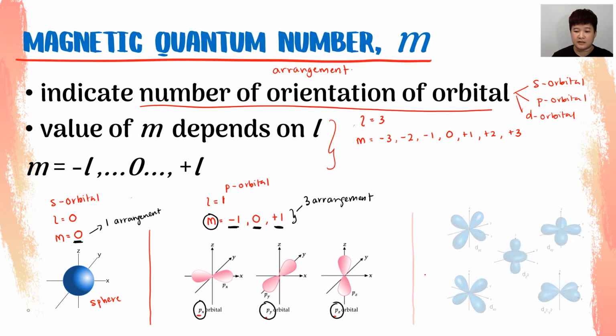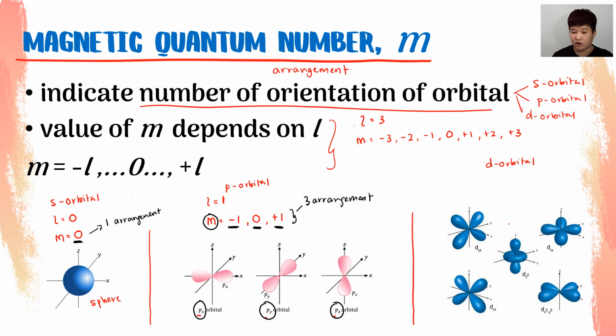Next, I have my d orbital. This is my d orbital, d orbital, d orbital, and d orbital. And if you look at the screen, I have 5 orientations. So my m should have 5 digits. Let's see. When it's a d orbital, L equals 2. So when L equals 2, m will then be negative 2, negative 1, 0, positive 1, positive 2. And your m right now has 5 digits.